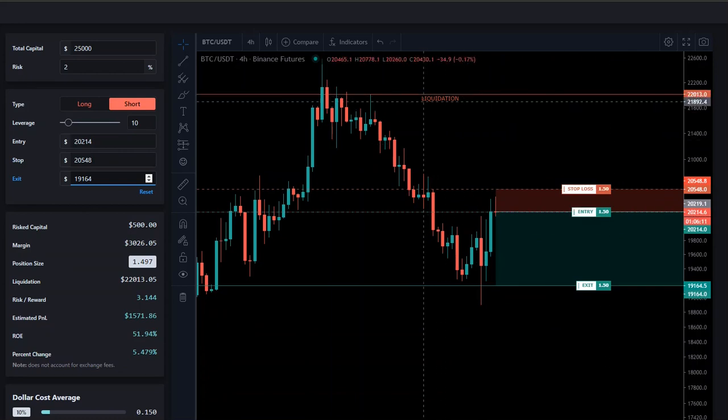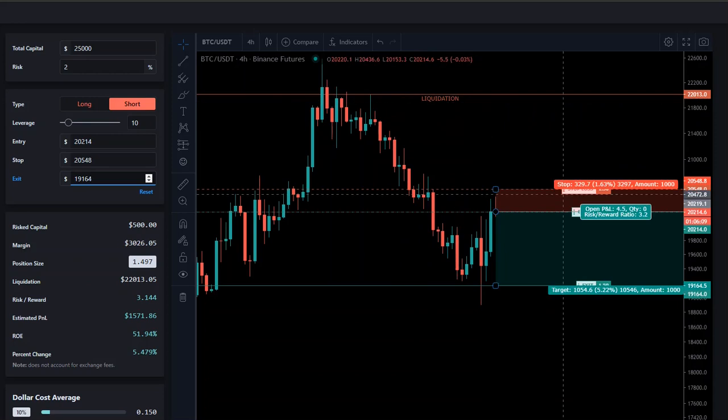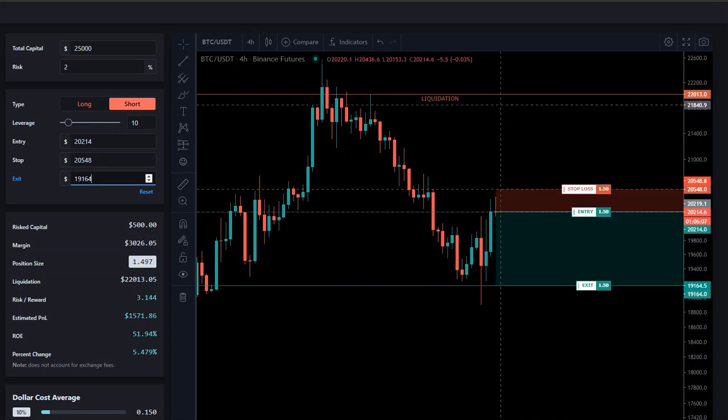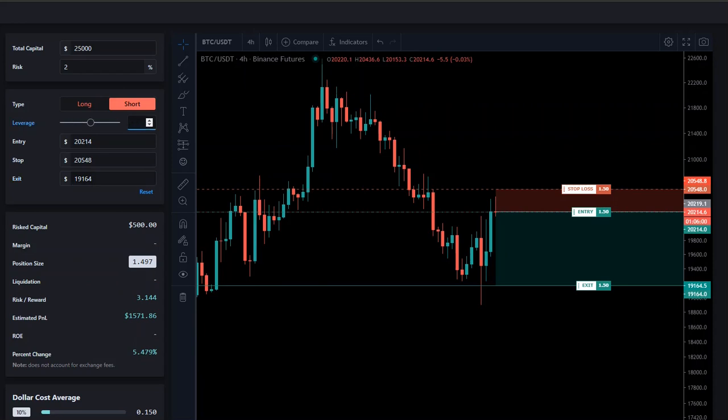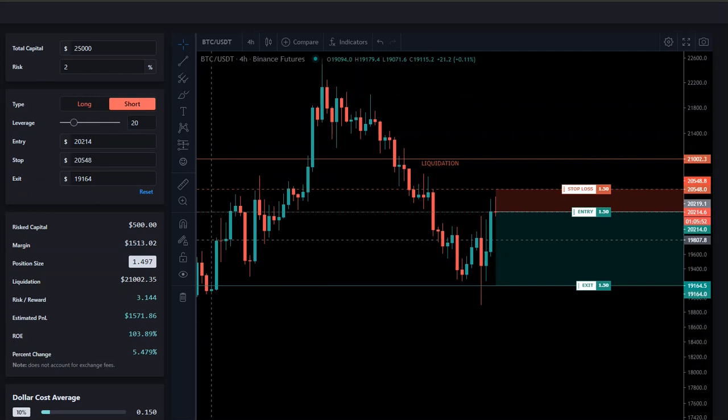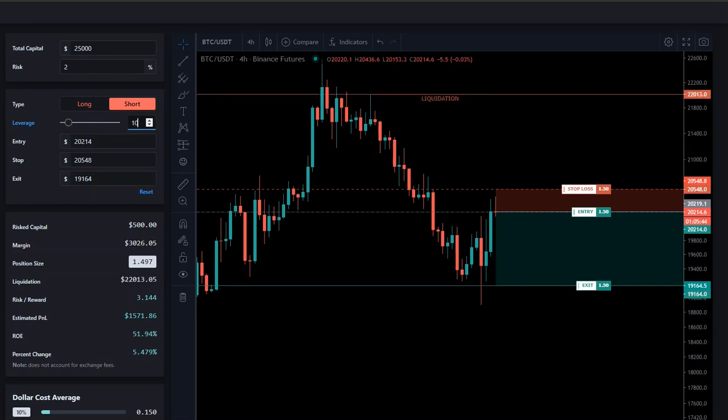So here you can see here is your liquidation level, and your stop loss is lower than your liquidation level. This is important. And if you change, for example, your leverage to 20x, still the capital you're risking is $500. It means if your initial stop loss is hit, you will only lose $500. And it was the same for the case of 10x leverage. See, this is the 10x leverage.